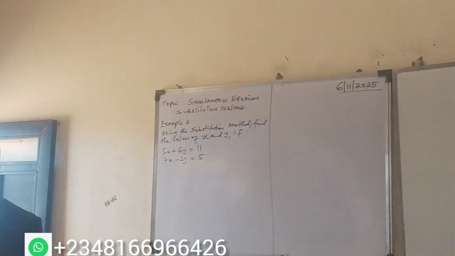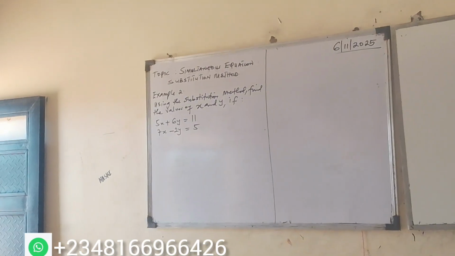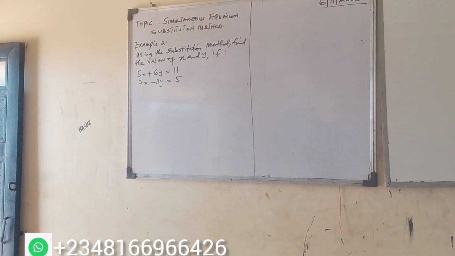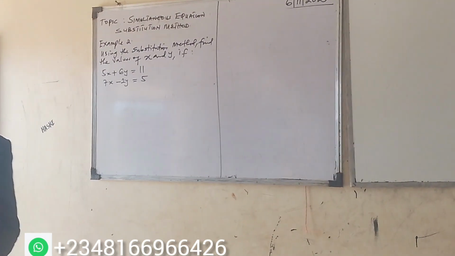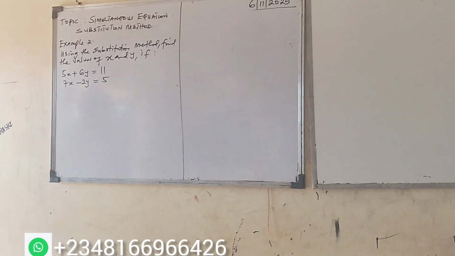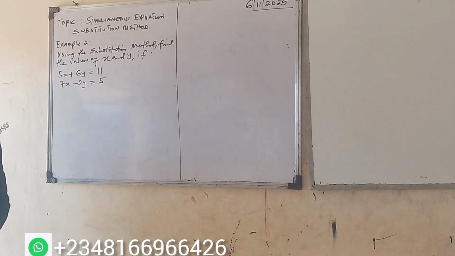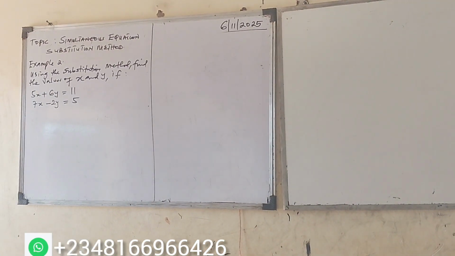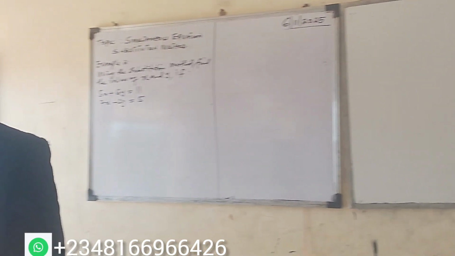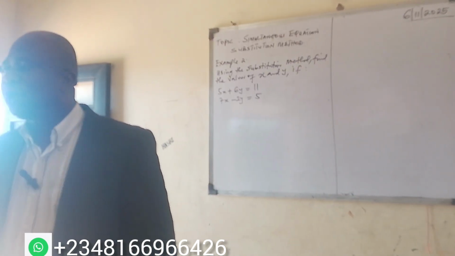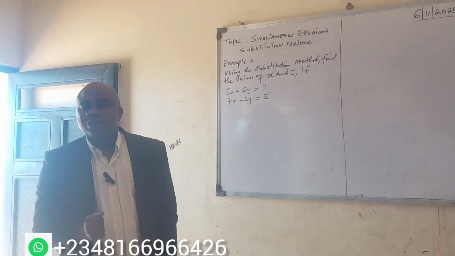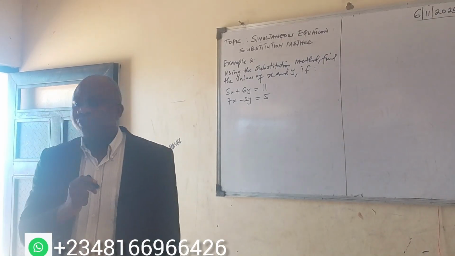Now this is a simultaneous equation that involves two variables. What are the variables there? X and Y. And here we are going to use the substitution method. Remember, I told us in our last class that when using the substitution method, the first step is to pick one of the equations. So how many equations do we have here? 2 equations. That's very good.